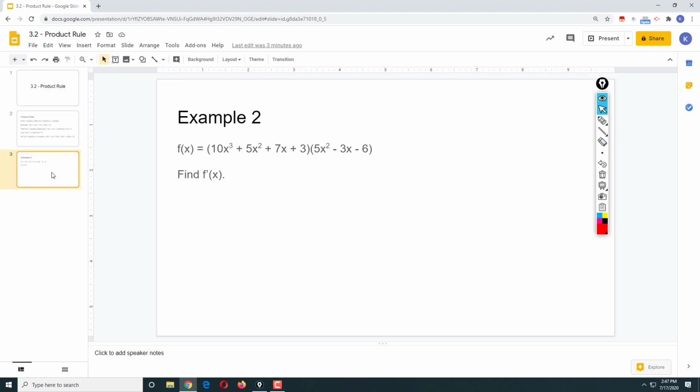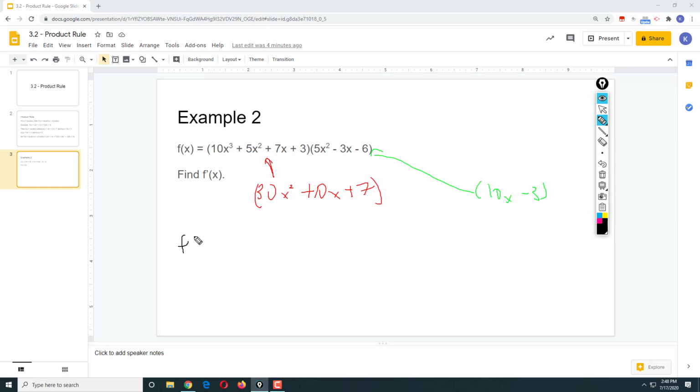Next, example 2. f of x is 10x cubed plus 5x squared plus 7x plus 3 times the second part, 5x squared minus 3x minus 6. Let's just take the derivative of the first two parts quickly. So the derivative of this part is going to be 30x squared plus 10x plus 7. The derivative of part 2, b prime of x, is going to be 10x minus 3.